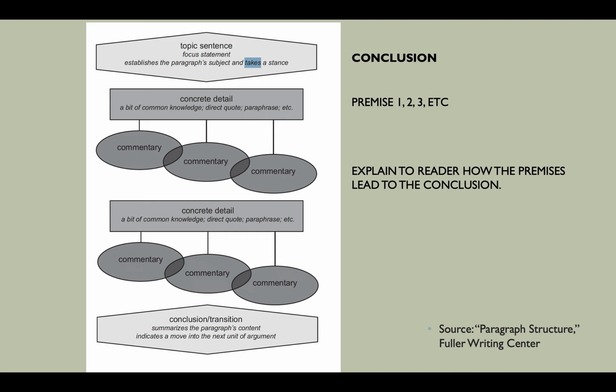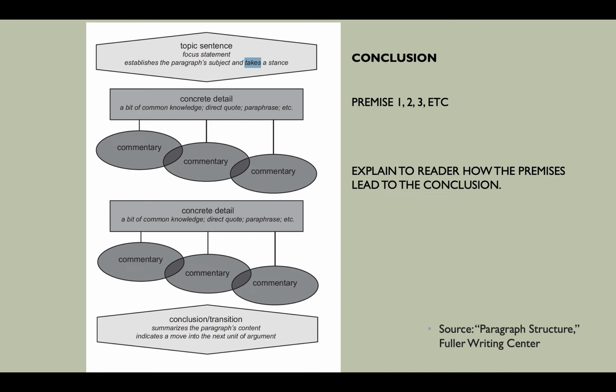And if we want to look at a paragraph, then the topic sentence could almost be considered to be the conclusion in the syllogism formula we talked about earlier. And the concrete details, which is a bit of common knowledge, direct quote, paraphrase, can be considered to be the individual premises. Except in this case, it's not just two premises, premise 1 and premise 2, but we also want to include a kind of premise number 3.